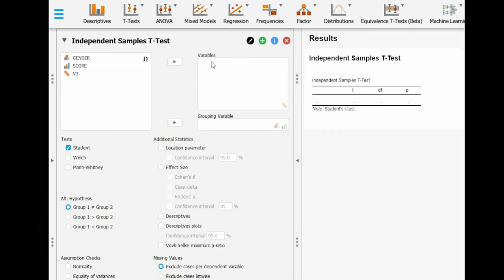So here we have the variable and we have the grouping. This is our independent variable. So how do we group our variable? We group it according to gender, so we put gender here. Then our variable here is the score. Just ignore this.